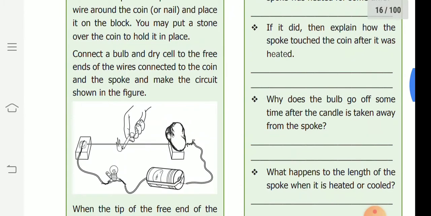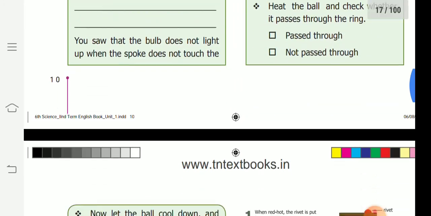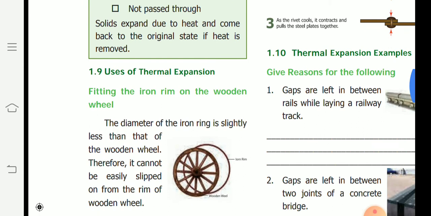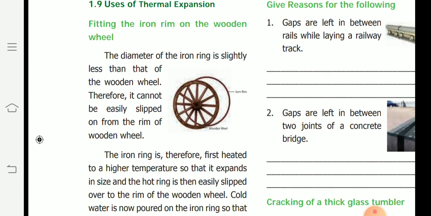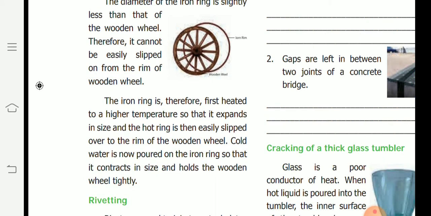Next one, uses of thermal expansion. The diameter of the iron ring is slightly less than that of the wooden wheel. Therefore, it cannot be easily slipped onto the rim of the wooden wheel. The ring is heated to a higher temperature, so it expands in size and is easily slipped onto the rim of the wooden wheel. On cooling, it contracts in size and holds the wooden wheel tightly.